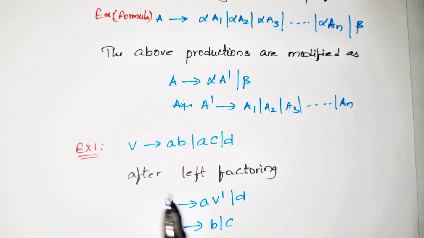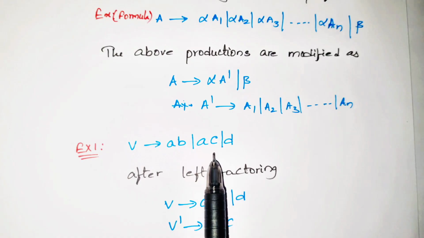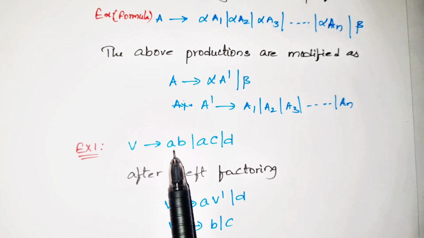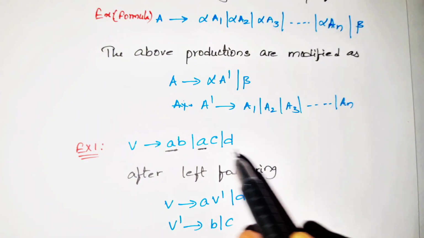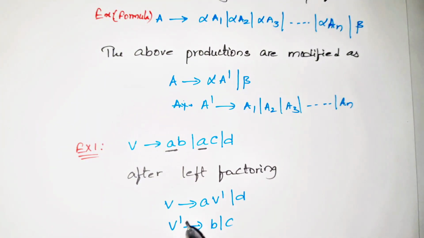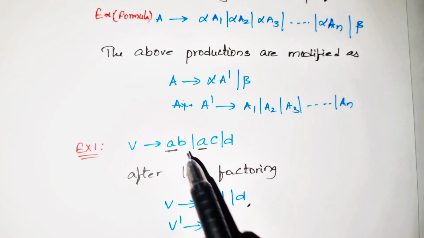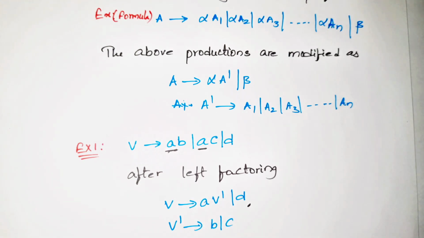See this example, V goes to AB or AC or D, where I am having common factors in this and in this. No need to change D. V goes to D will be as it is. What do I have to take common? A. If I take common A, what will I get? B or C. That one I am naming as V dash and placing here. V goes to A V dash or D, V dash goes to B or C.